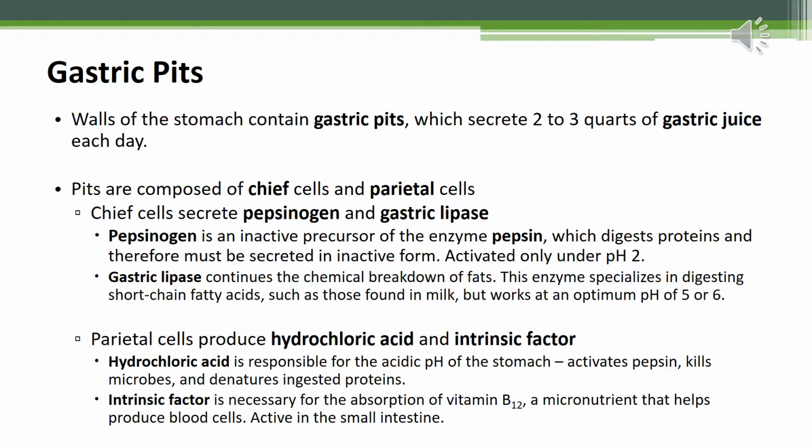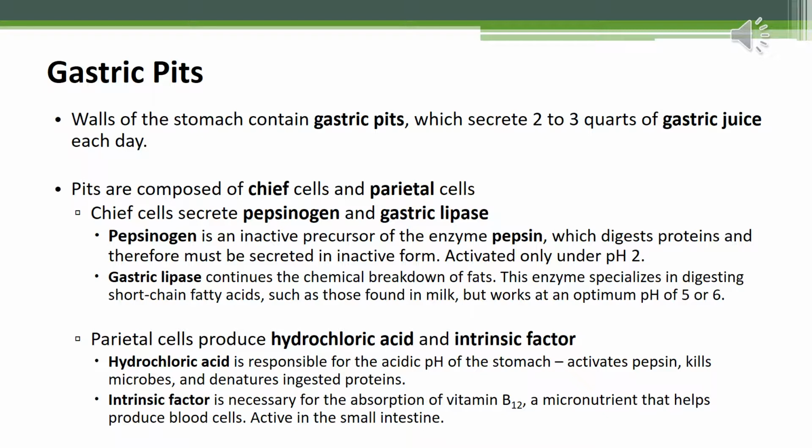And then we have gastric lipase. Enzymes are named with the ending "-ase" and a beginning which corresponds to what they break down. Lipase breaks down fats. This enzyme specializes in digesting short-chain fatty acids specifically, such as those found in milk, but it works at an optimum pH of 5 or 6.